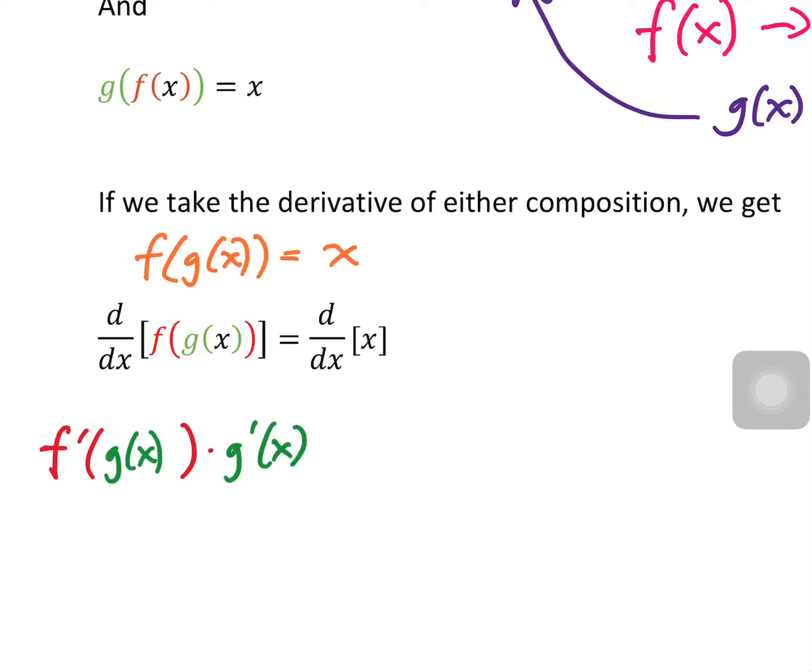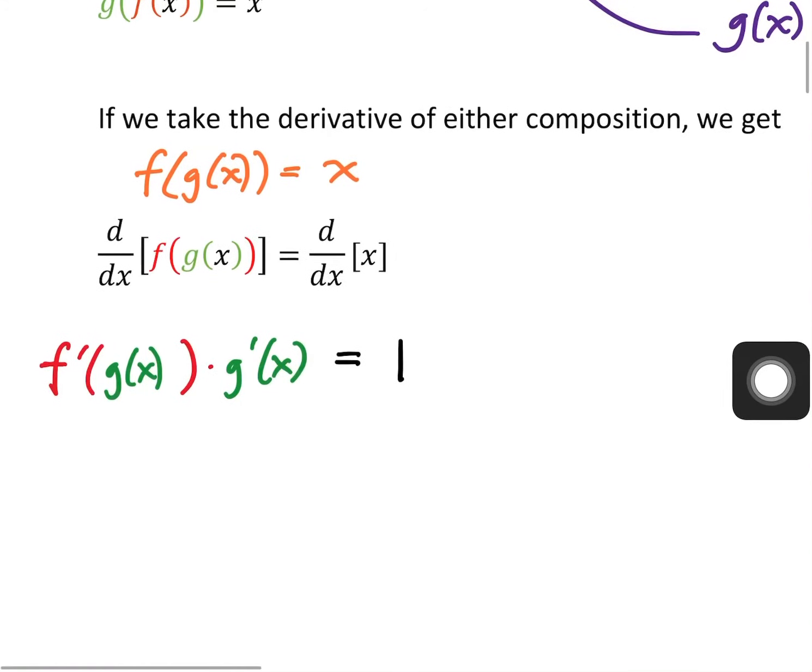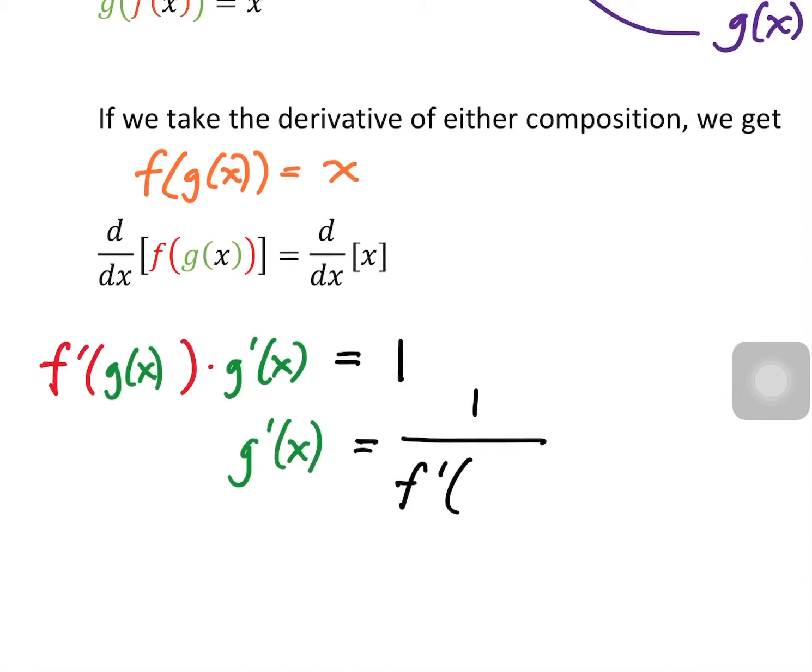What's the derivative of x with respect to x? Well, that's just going to be 1. So then if I solve for g prime of x, it is equal to 1 divided by f prime of g of x.